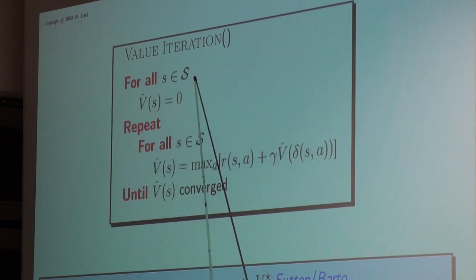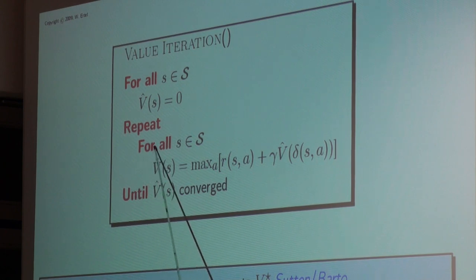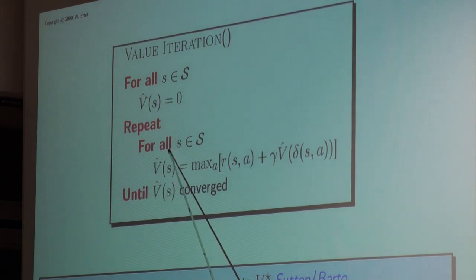For all states, we initialize the value function as 0 at the beginning, and then we go into this loop. In each iteration, for all states, we apply our recursion formula, our fixed point iteration, one step, and iterate over our value function, and we do this, of course, until the value function converges.